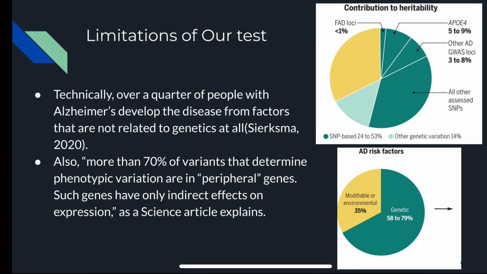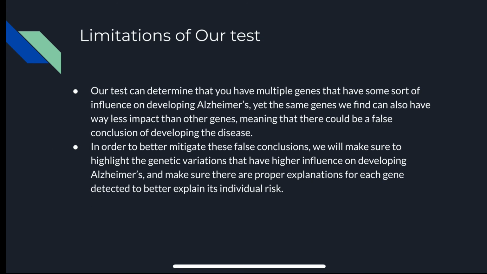Technically, over a quarter of people with Alzheimer's disease develop the disease from factors that are not related to genetics at all. Our test could easily say that you have no genetic risk of developing the disease, but your lifestyle and your environment lead you to develop the disease anyways. Also, more than 70% of the variants that determine phenotypic variation are in peripheral genes. Such genes have only indirect effects on expression, as a Science article explains. Our test can determine that you have multiple genes that have some sort of influence on developing Alzheimer's, yet the same genes we find can also have way less impact than other genes, meaning that there could be a false conclusion of developing the disease.